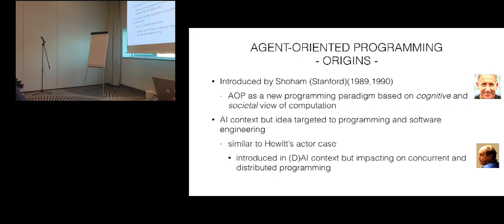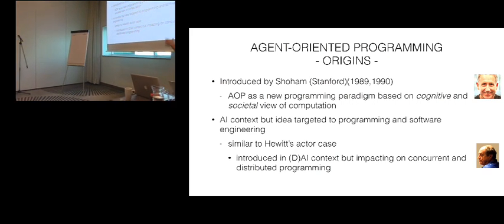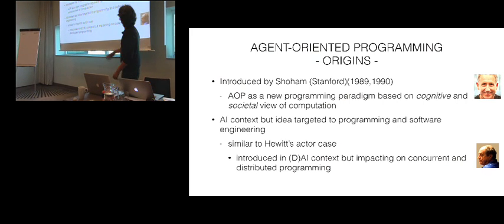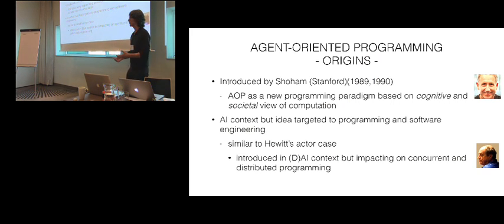This idea grew up in the context of AI, so that paper was in the Artificial Intelligence journal. But the idea is that in that paper, Shoham was suggesting that this concept could be good for programming and for software engineering, putting it in relationship with object-oriented programming. In a way, it is a similar case to actors, for instance, where the original idea about actors by Hewitt was devised in a context of distributed AI, but finally became a reference concept and model in concurrent programming, distributed programming, and so on.